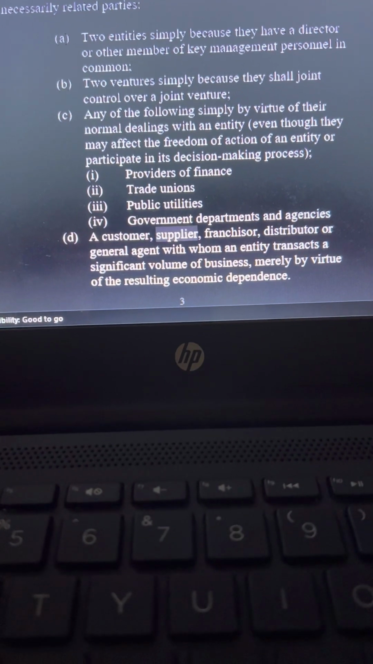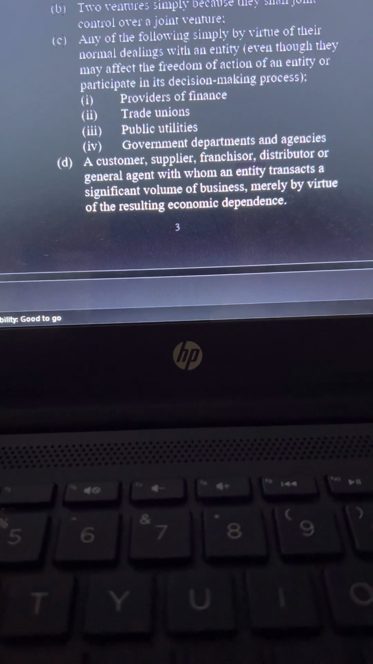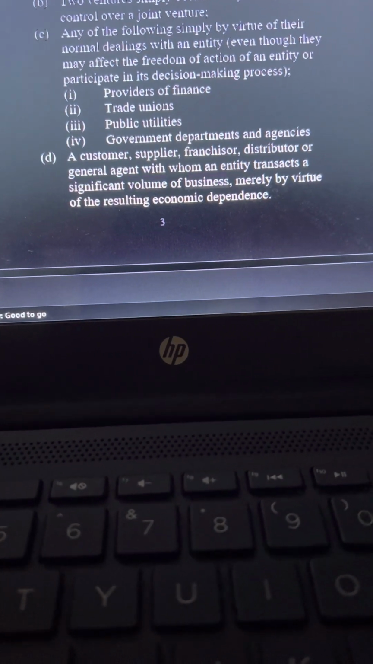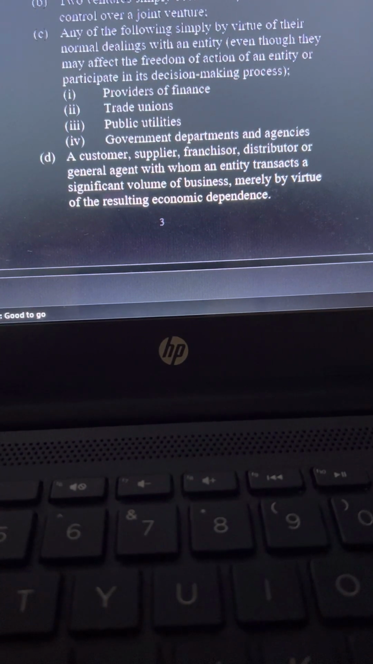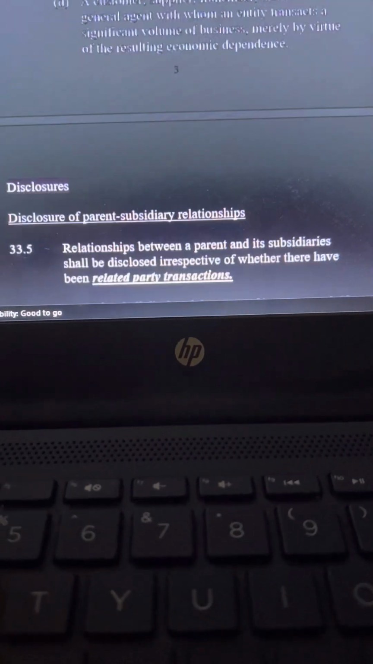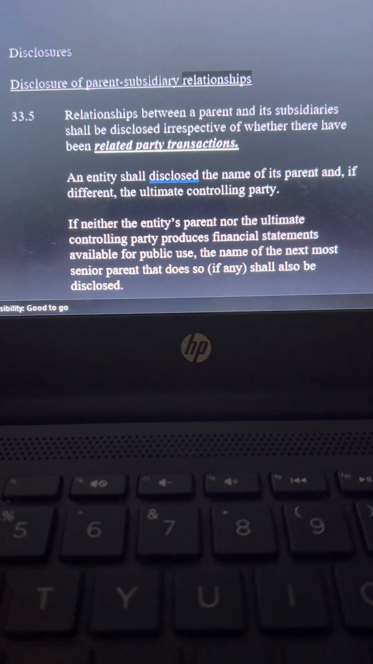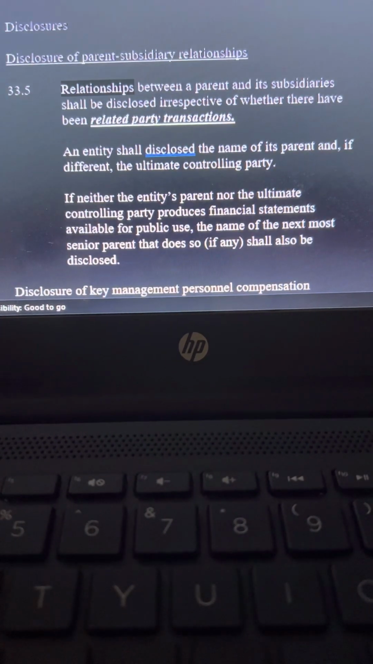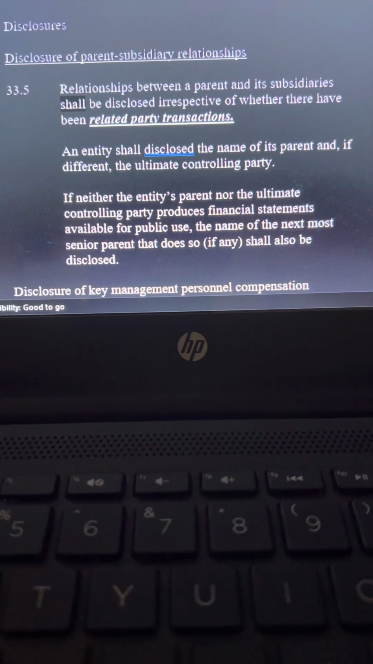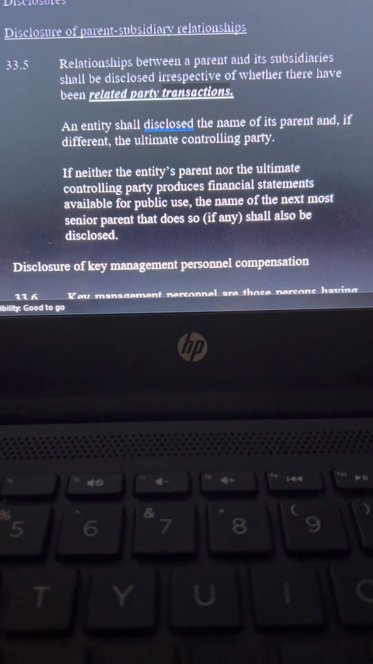A customer, supplier, franchisor, distributor, or general agent with whom an entity transacts a significant volume of business, merely by virtue of the resulting economic dependence. Disclosures. Disclosure of parent-subsidiary relationships. 33.5 Relationships between a parent and its subsidiaries shall be disclosed irrespective of whether there have been related party transactions.